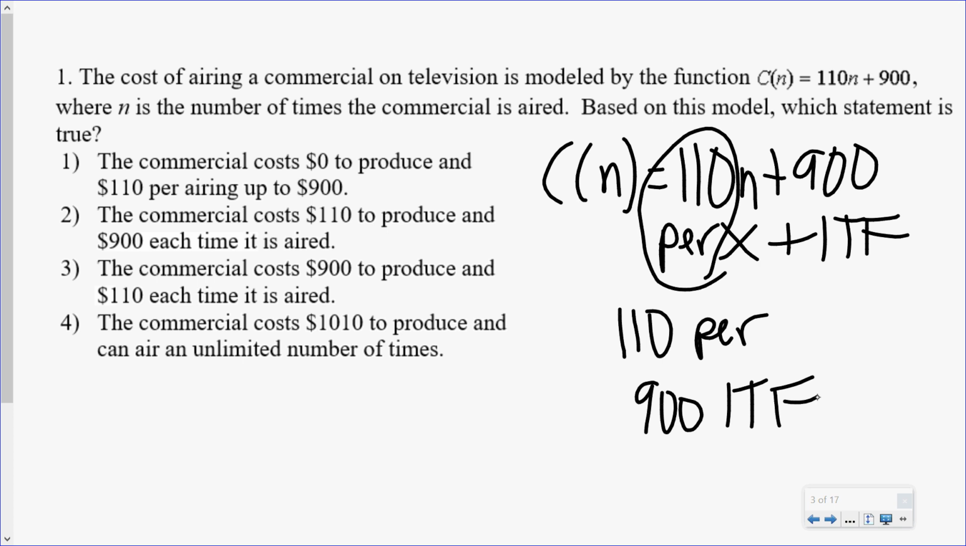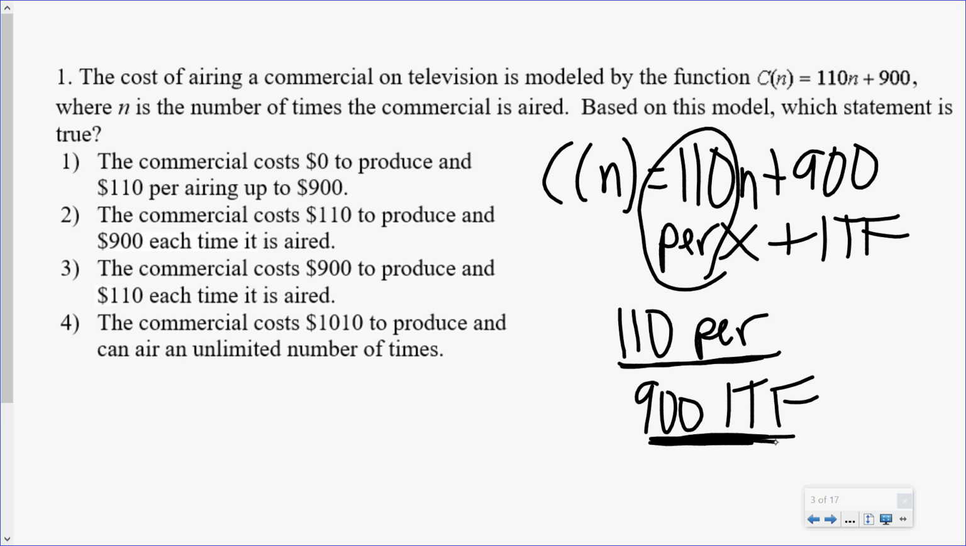So in the context of this problem, we're talking about the cost of airing a commercial. So this 110 is going to be something per commercial, and this 900 is going to be some type of one-time amount. So which statement is true? The commercial costs $0 to produce and 110 per airing. Well, the 110 per airing I agree with, but the commercial costs $0 to produce? No. There's a one-time fee of 900.